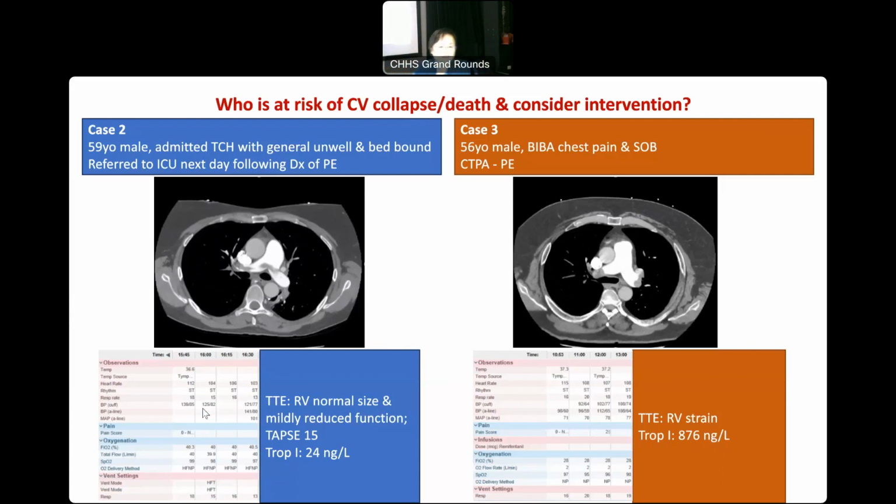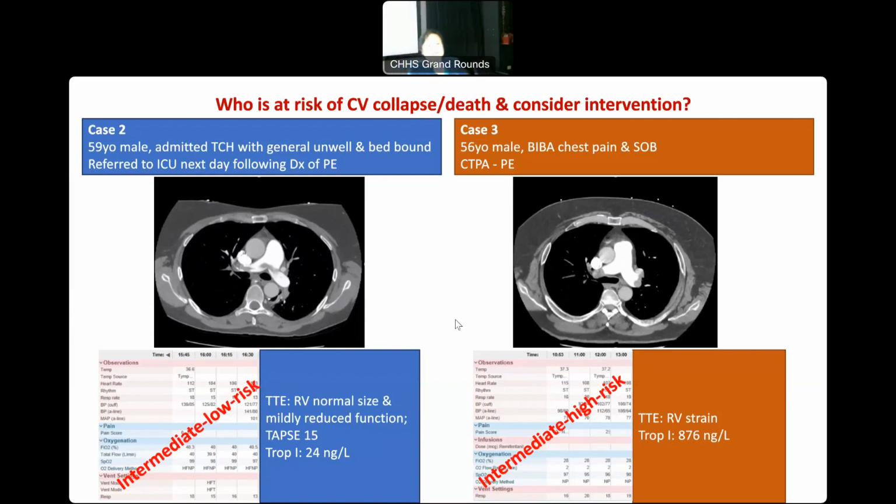But in the first case, you have only mild RV dysfunction and normal troponin, so you are intermediate-low risk. The second patient has RV strain and high troponin, so you are intermediate-high risk. Does that make sense? Okay, because otherwise I'm going to get more into that.